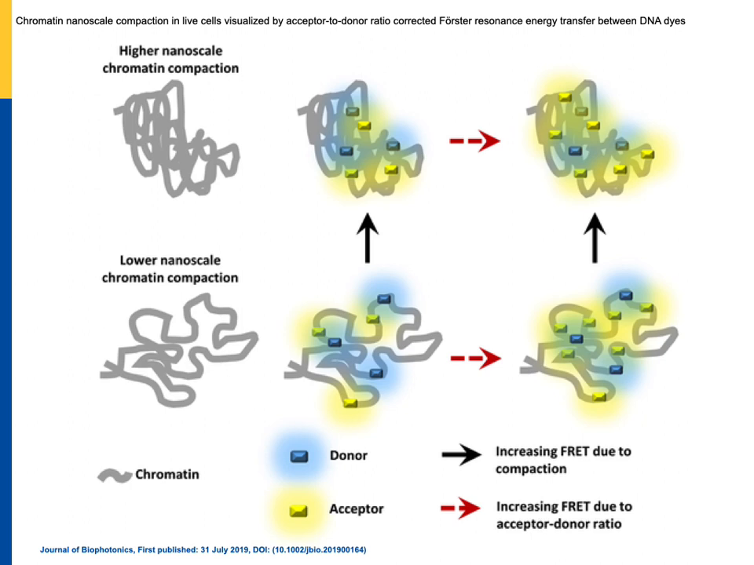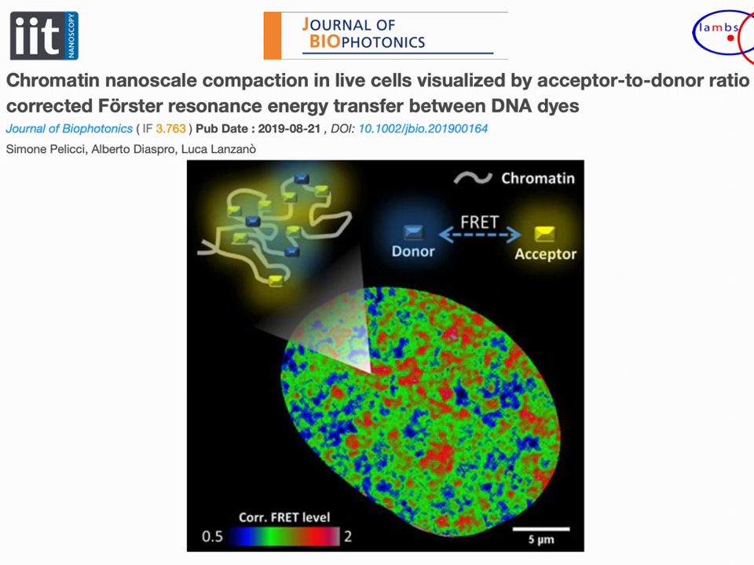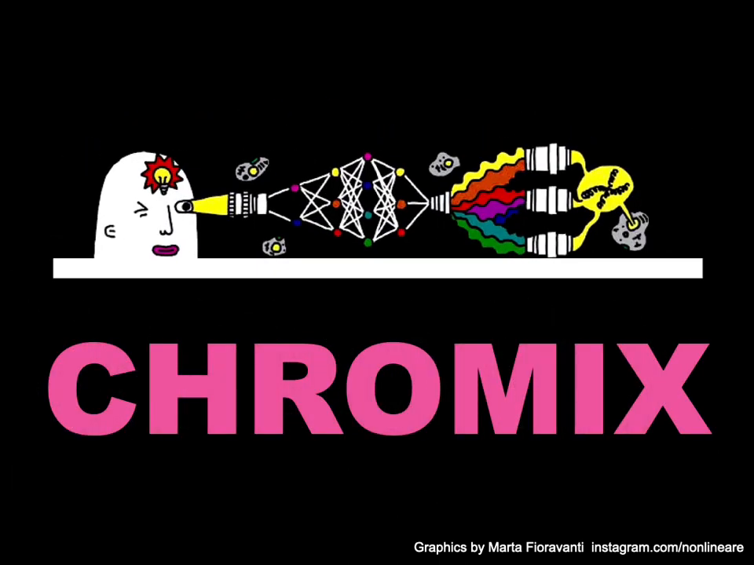You have two fluorophores linked with your sample. When these fluorophores are at distances larger than 10 nanometer, they shine their own light. But when they go close one to the other, below 10 nanometer, one of the two, instead of emitting light, transfers the energy to the other one that shines light due to this transfer. So you can easily understand at which molecular distances some molecules are. And in the case of this overcrowded environment in the nucleus, this is a very interesting information. So MOMIX can be used for understanding chromatin. So let me call this CHROMIX in case.